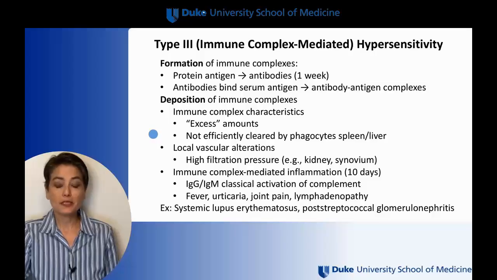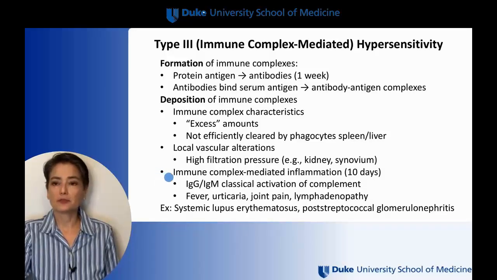So where will these be deposited? Well, there's some very classic places, and you're going to see this again and again throughout FPC2. It has to do with local vascular conditions. So for example, in areas where we have high filtration pressure, such as in the glomerulus or the synovium, that's where we tend to get these immune complexes deposited, and that's why we will see diseases associated with this in these organs. Now, after we get this deposition, we're going to get immune complex mediated inflammation.